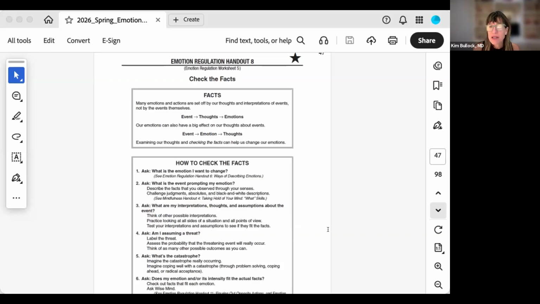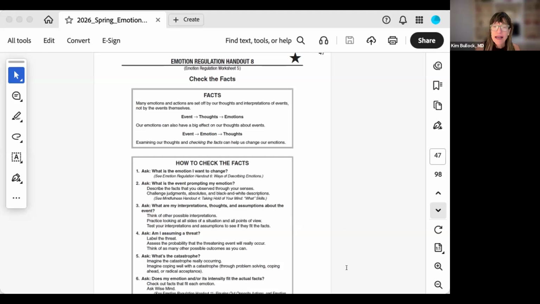And then ask yourself, what is the prompt? What's prompting the emotion? Describe the facts observed through the senses, just the facts, using your mindfulness skills. You want to challenge any judgments, extremes, black and white description, and come up with a more balanced view of the facts, and that might change your emotions.